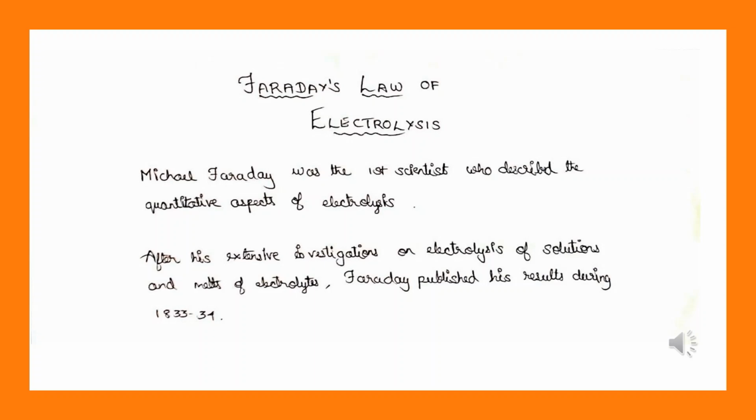Michael Faraday was the first scientist who described the quantitative aspects of electrolysis. After his extensive investigations on electrolysis of solutions and melts of electrolytes, Faraday published his results during 1833 to 34. There are two laws, Faraday's first law and Faraday's second law.